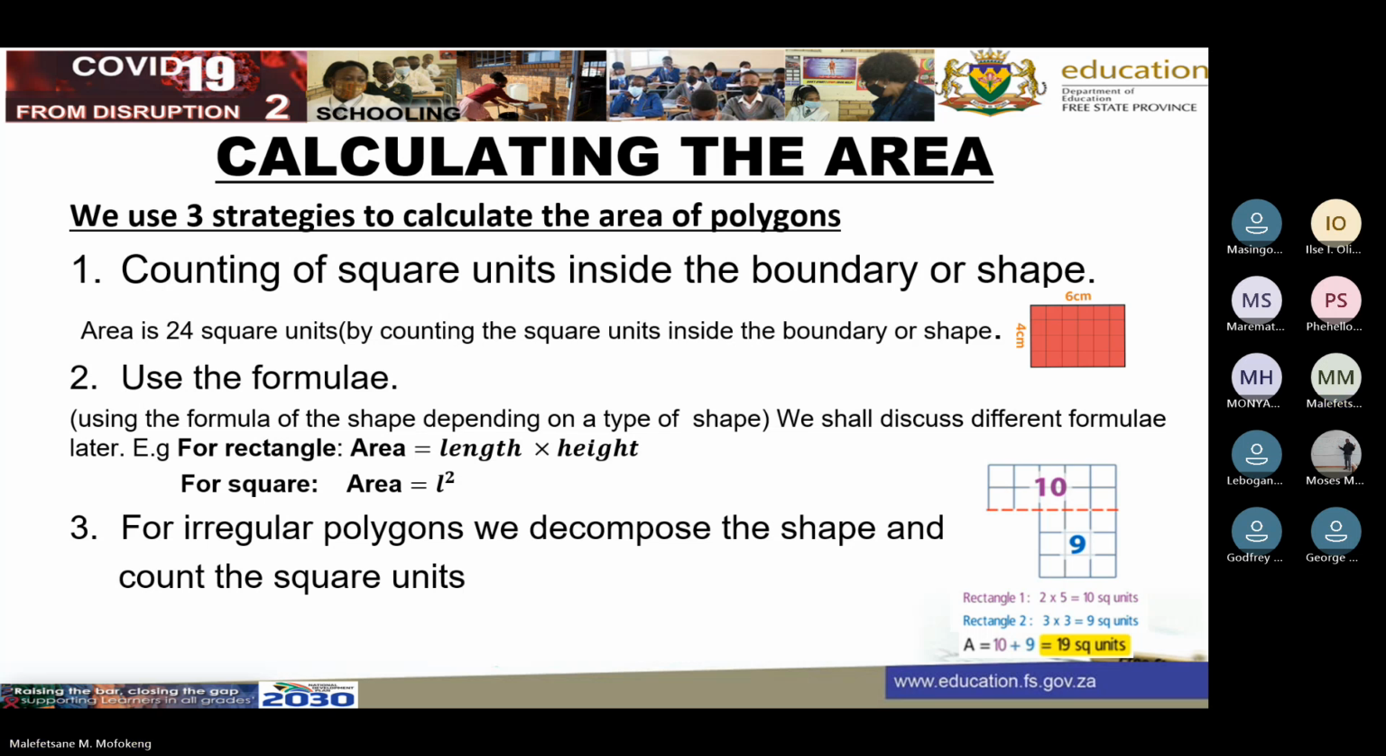Number 3, for irregular polygons, we decompose the shape and count the square units. You can see on our right-hand side, we have that irregular polygon. Firstly, I've cut the irregular polygon into 2 shapes. The first one has 10 units, the second one has 9 units. Rectangle 1 is 2 by 5, which is equal to 10 square units, and rectangle 2 is 3 by 3, which gives 9 square units.